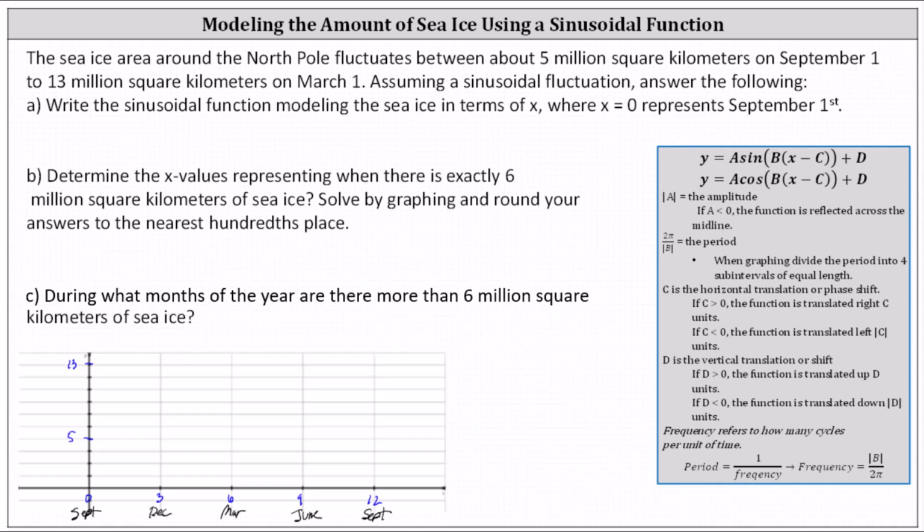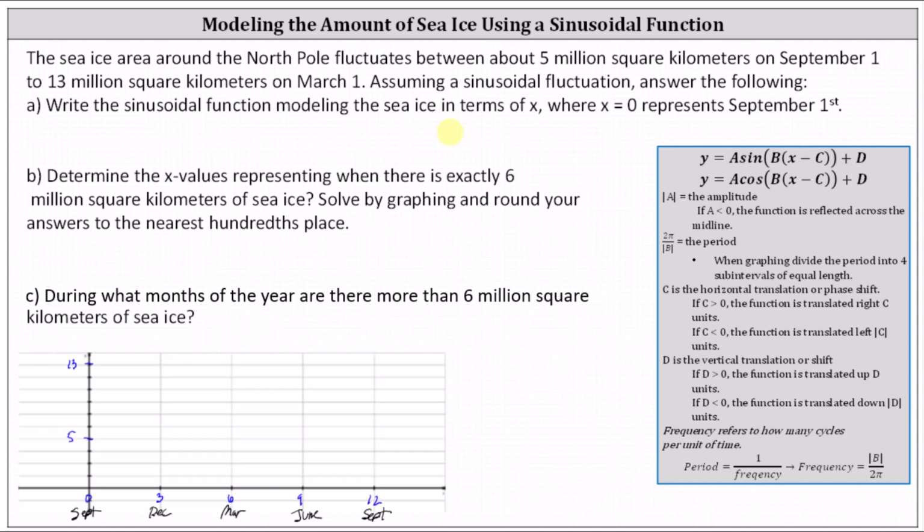The sea ice area around the North Pole fluctuates between about 5 million square kilometers on September 1st to 13 million square kilometers on March 1st. Assuming a sinusoidal fluctuation, answer the following. A. Write the sinusoidal function modeling the sea ice in terms of x, where x equals 0 represents September 1st, and x is the number of months since September 1st. I've already set up the axes below.